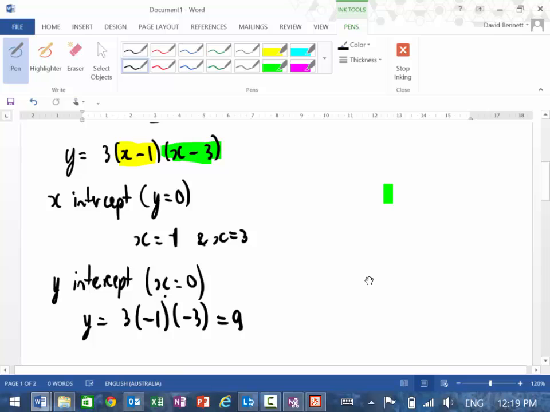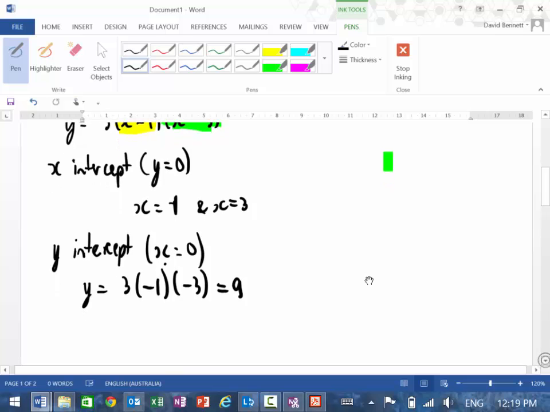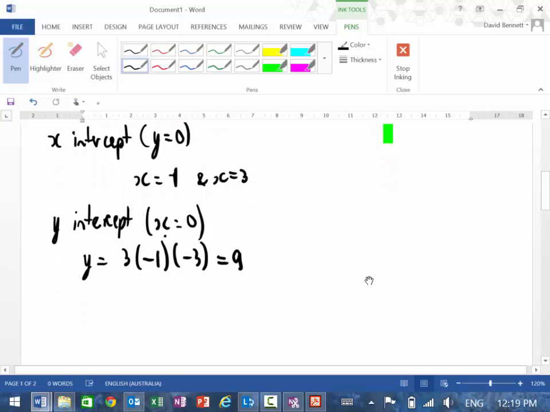I have to find my axis of symmetry, don't I? Okay, so I know my axis of symmetry must be halfway between my two x-intercepts. So what's halfway between 1 and 3?